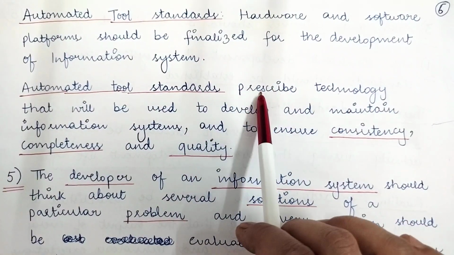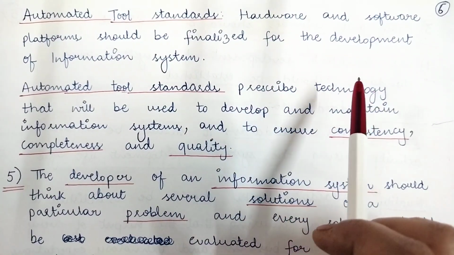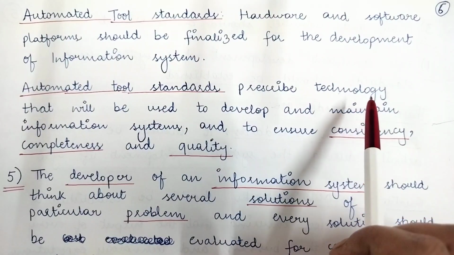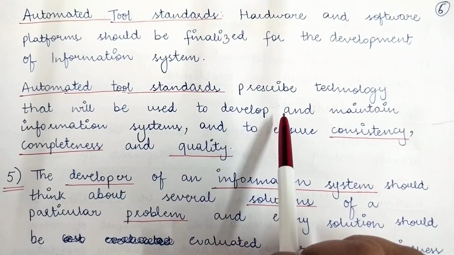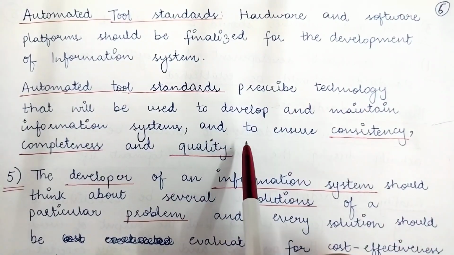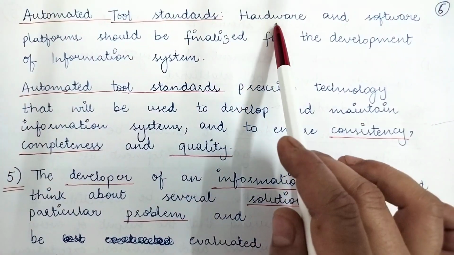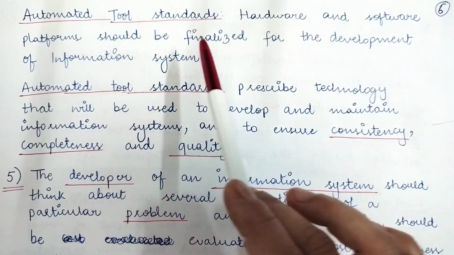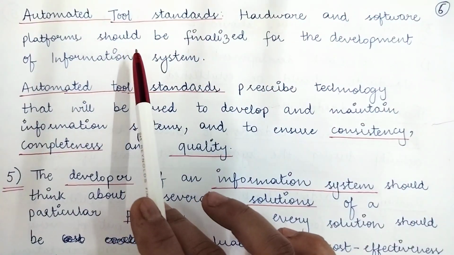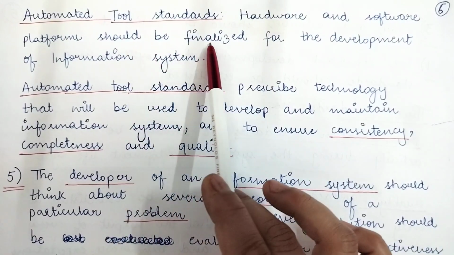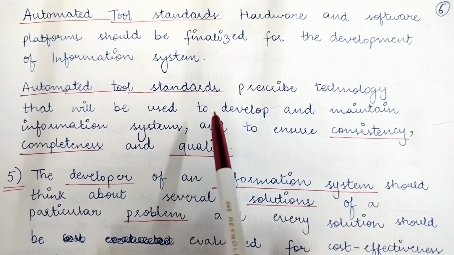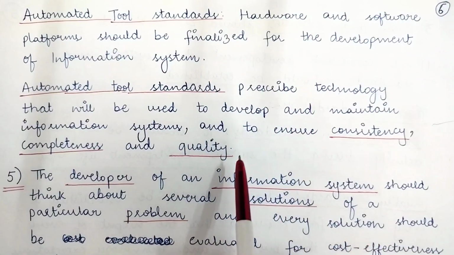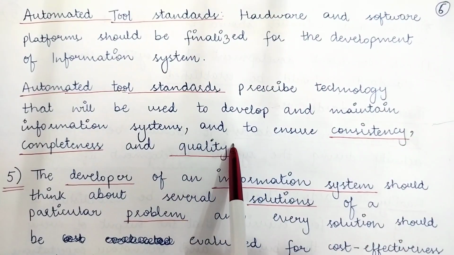So you basically are prescribing that, okay, this technology will be used throughout from the development till the maintenance of the information system. So it is very important to choose the hardware and software platforms that will be used for the development of the system, and they should be finalized, and then they should be used throughout from the development to the maintenance phase of the information systems.